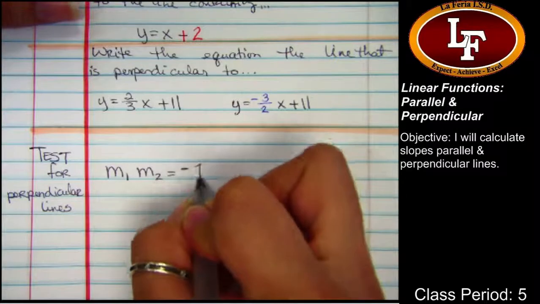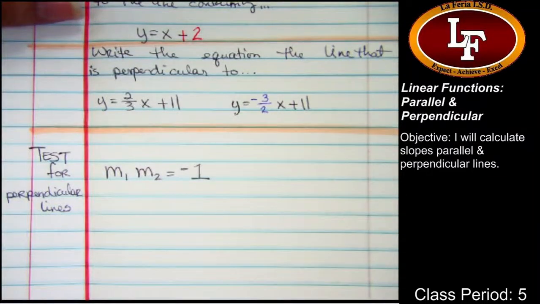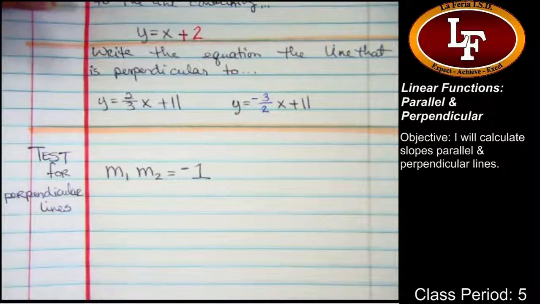This is the test. There's no symbol between the M's. When there's no operation symbol between the letters, it is multiplication. So what does the bartender do to the slopes of these two lines? And what result does he want out? A -1. If he gets a -1, what does he tell the lines? They are perpendicular. And if it doesn't come back as a -1, then the bartender says, sorry, you're not perpendicular. And then they cry and go home.